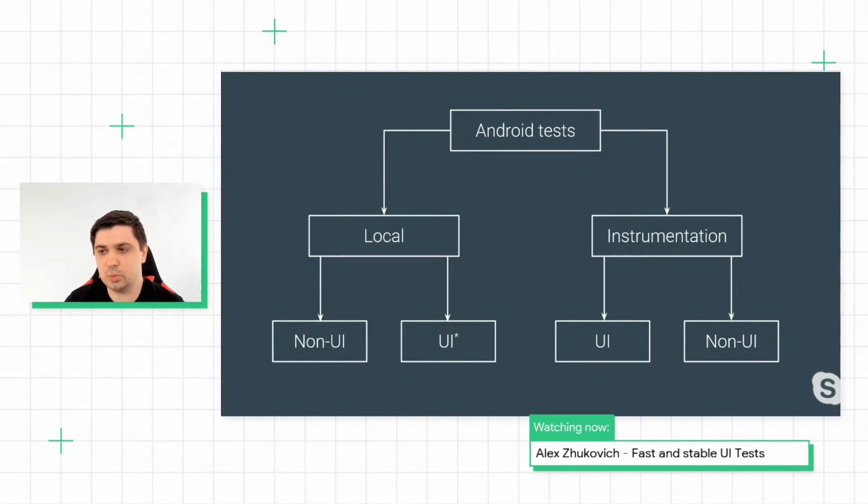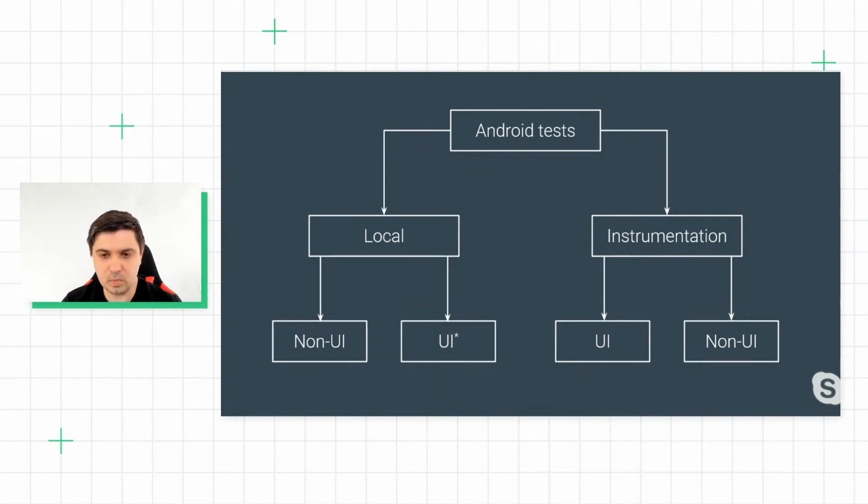When we run an instrumentation test, first of all, we need to copy the application and test application onto the real device or emulator. After that, we need to run this test, collect some feedback, collect reports, and send them to our workstation. And of course, it all takes time.